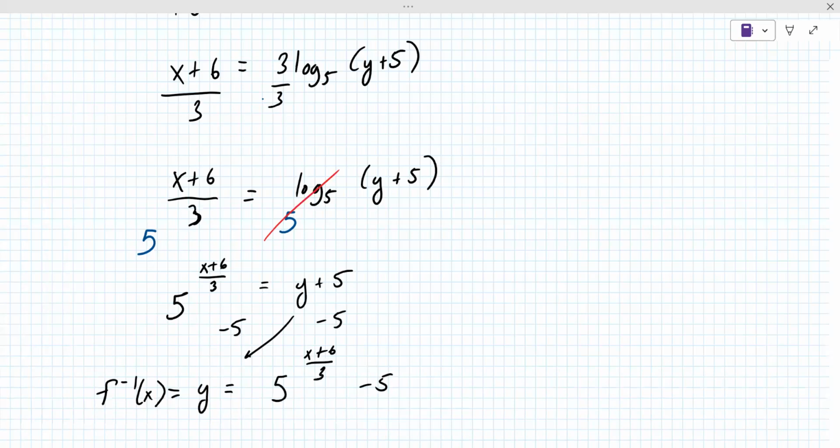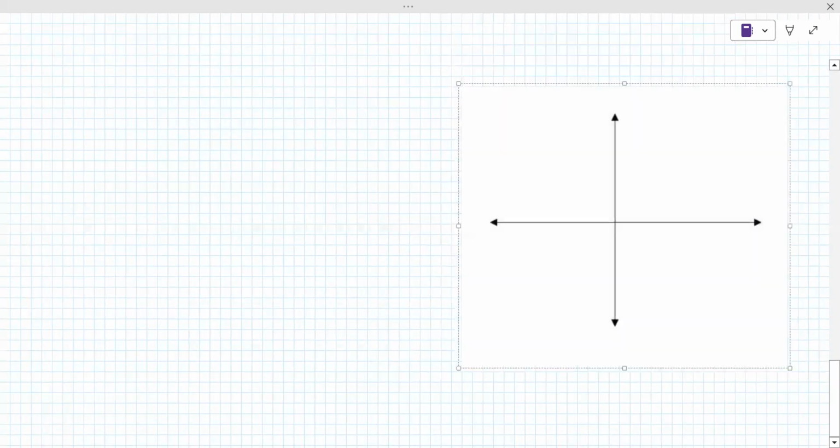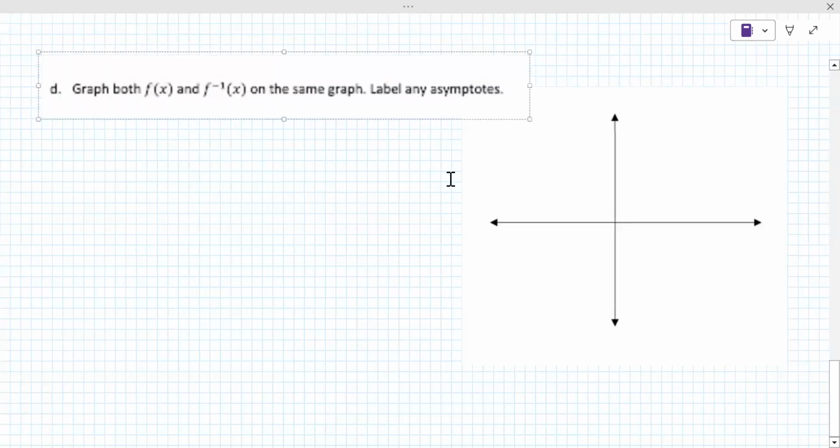Okay, so the next thing is to graph the functions here. Any questions on that before I move on? No, I got that. Okay, all right, great. So we're looking at something like this. Graph both. All right, so it says graph both f of x and f inverse of x on the same graph.